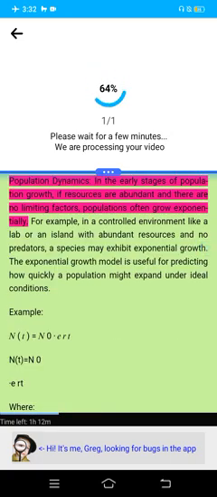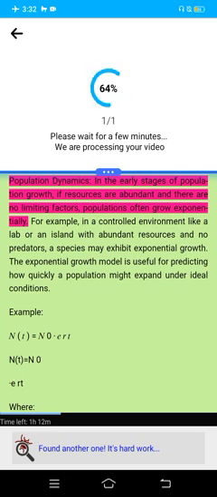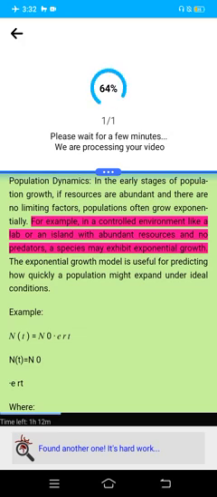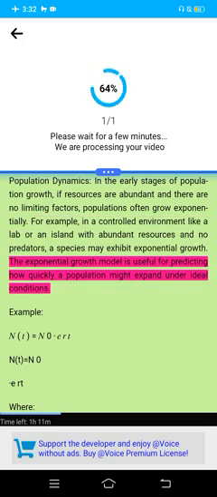Population dynamics. In the early stages of population growth, if resources are abundant and there are no limiting factors, populations often grow exponentially. For example, in a controlled environment like a lab or an island with abundant resources and no predators, a species may exhibit exponential growth. The exponential growth model is useful for predicting how quickly a population might expand under ideal conditions.